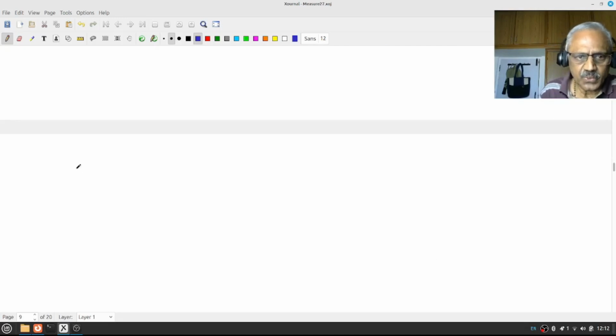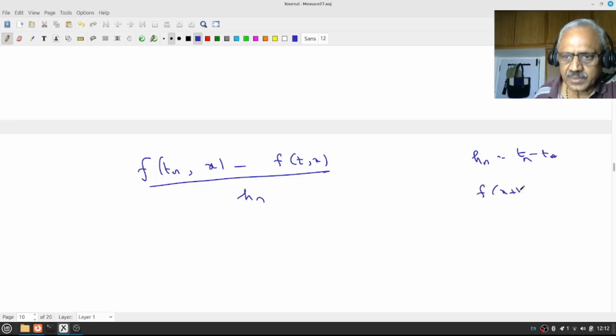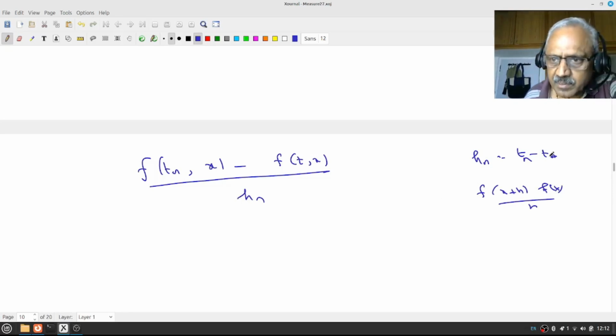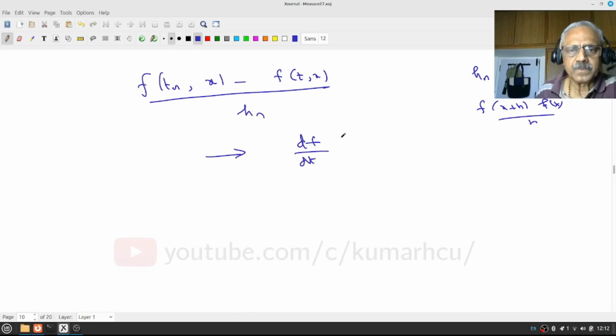Okay. Let us go slow. Let us look at various things. So let us look at f of Tn comma x minus f of t comma x by Hn. Remember, my Hn is Tn minus t, because you usually write f of x plus h minus f of x by h, so I am writing that notation. So this goes to df by dt at t comma x. Is that clear?